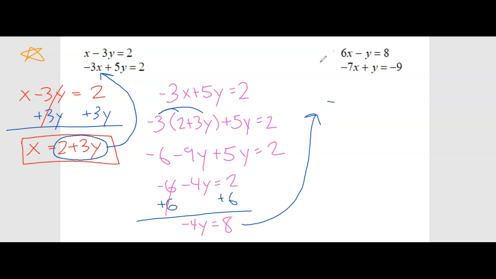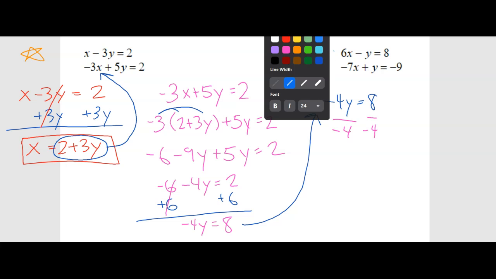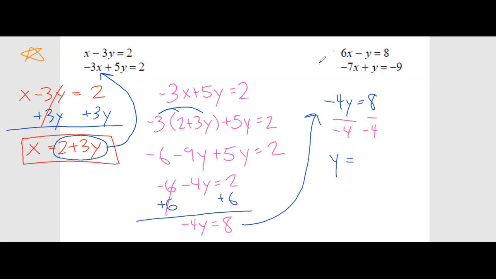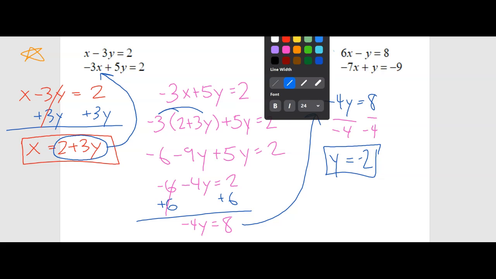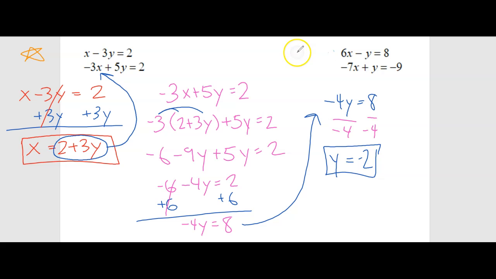Negative 4y is equal to 8. And I will divide both sides by negative 4. So I get y is equal to negative 2. So we've solved for one variable. Y is equal to negative 2. Now we can use this value, right? I can take this y is equal to negative 2 and I can substitute it into my first equation, or I can substitute it into my second to figure out what x is. Completely up to you. I'm going to substitute into my first.